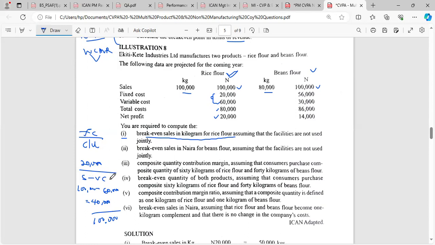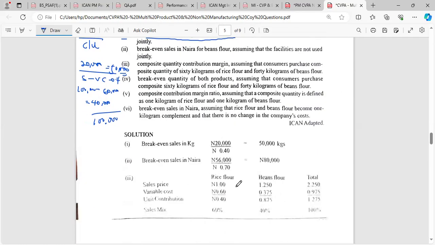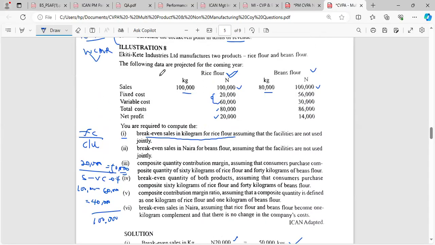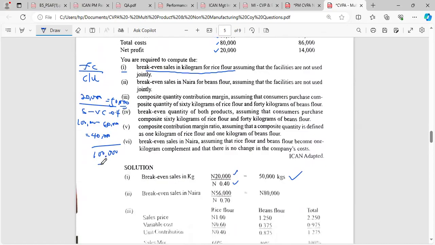So if you do 20,000 divided by 0.4, you should be having 50,000. Our answer here is 50,000. That's our break-even point in units, that is in kilograms, for just rice flour, assuming that rice flour and beans flour are not sharing the same facility for production. All right, let's confirm our figures. Good, 50,000 kgs. So 20,000 divided by 0.4, and I'll show you how I got my 0.4. Sales in total minus variable cost in total gives me 40,000. 40,000 divided by the quantity that I produce gives me 0.4. I hope this makes sense, sir.